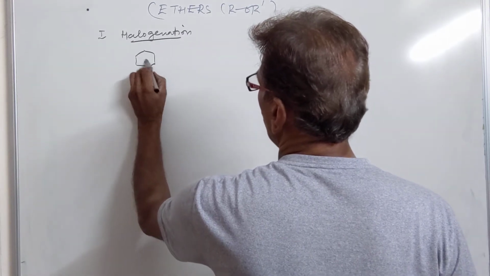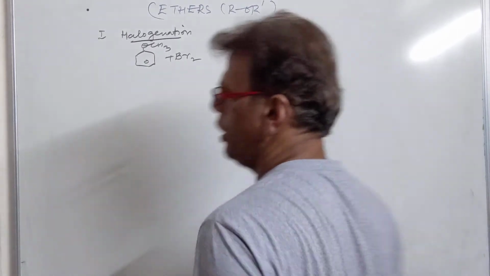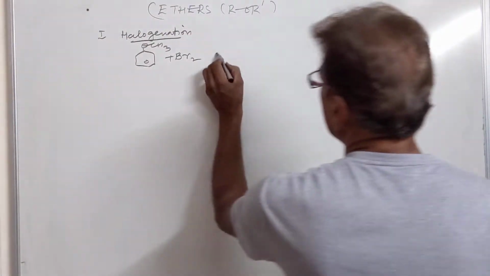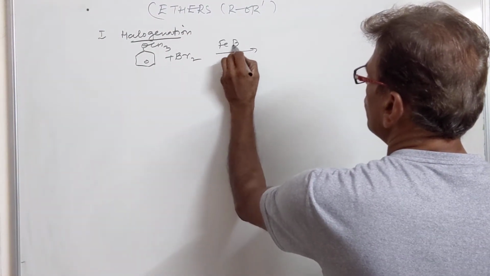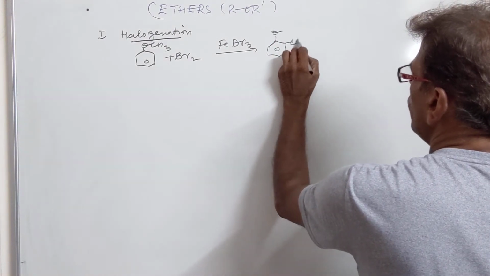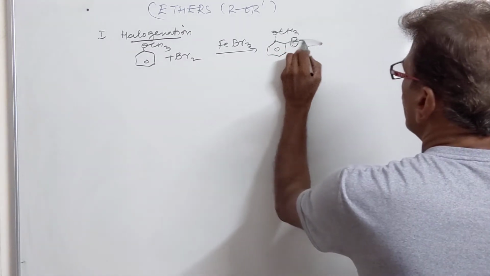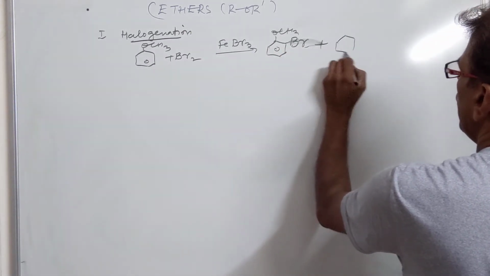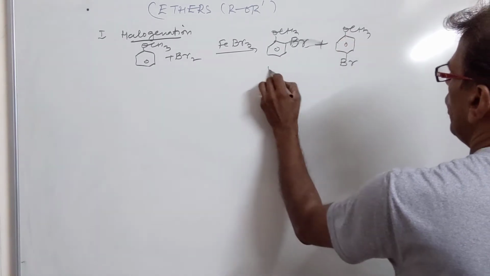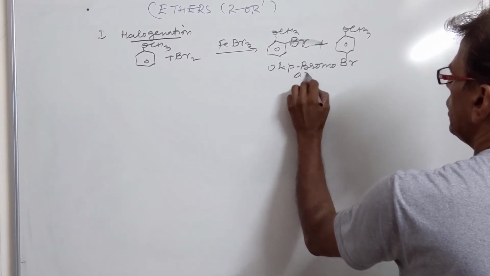This is anisole treated with Br2. Br2 is bromine in the presence of FeBr3. The product is ortho-bromoanisole plus para-bromoanisole. Ortho and para-bromoanisole.